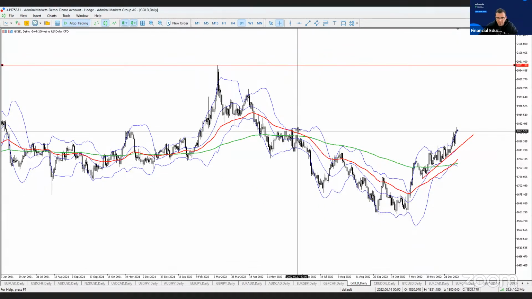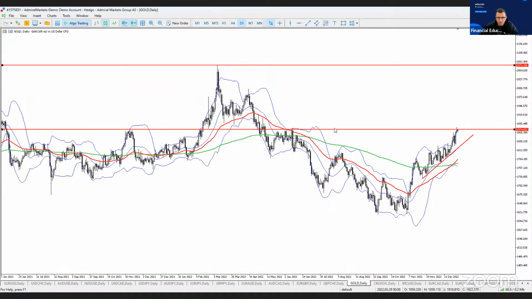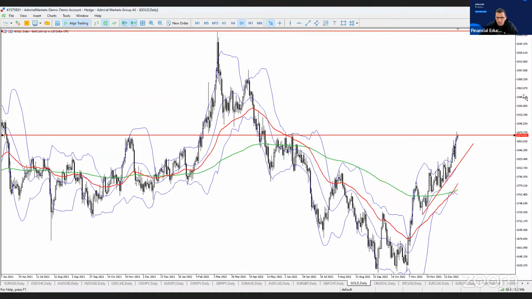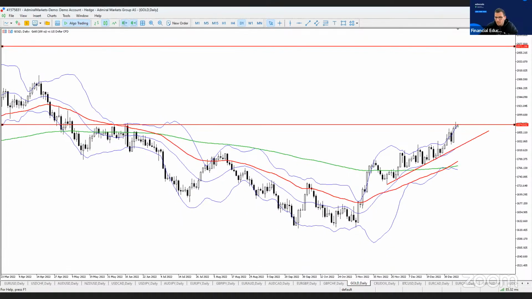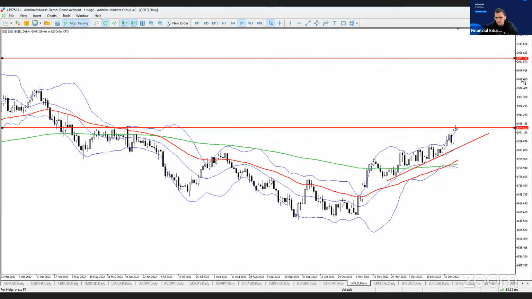Definitely we can expect some rejection around this area. But again, if the US dollar will just break below that support, then we are definitely going to see the gold explode to the upside. Okay, and then the next level is going to be around the 2000 mark.